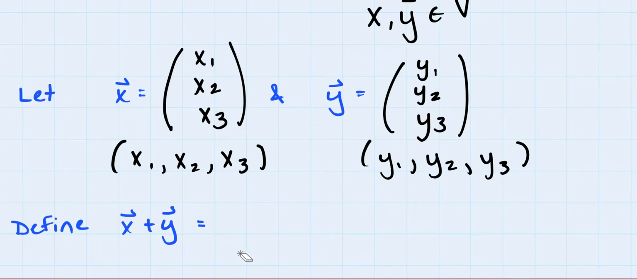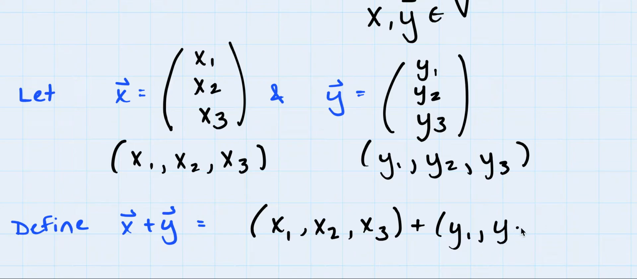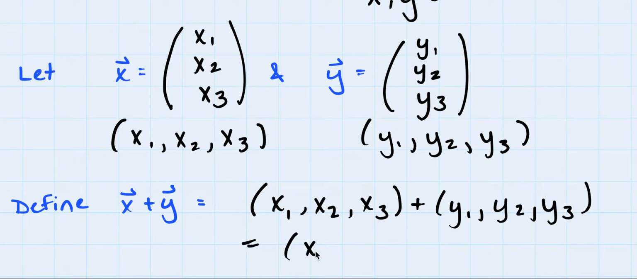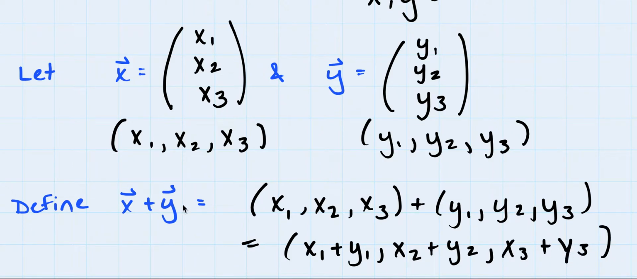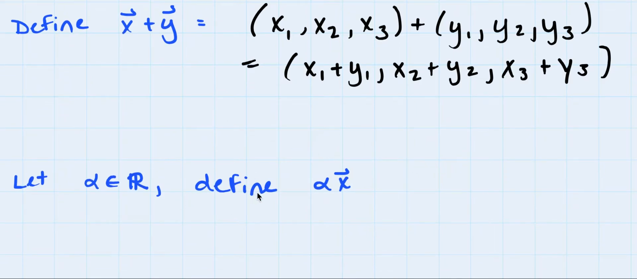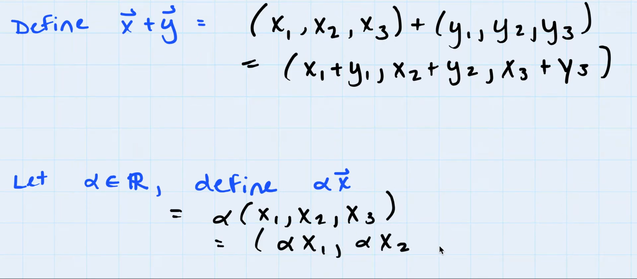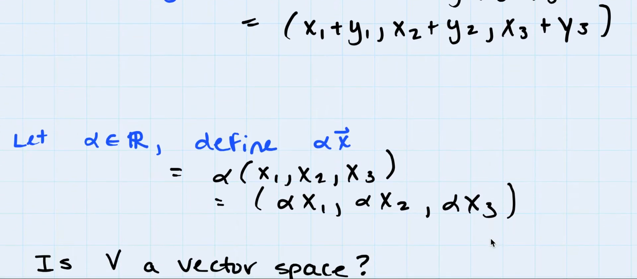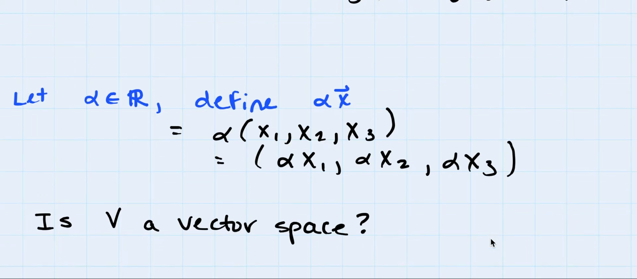Now, how we define vector addition. Remember, you have to have some kind of addition. And how we're going to add vectors is we're going to say that adding these vectors, you're familiar with this. This sum is x1 plus y1, x2 plus y2, x3 plus y3. That's how we define vector addition. And then for a scalar alpha in the real numbers, we can define alpha times x in the following way. We send alpha to every single thing inside this row matrix. So since we have the two operations, we have a set. Is this a vector space?